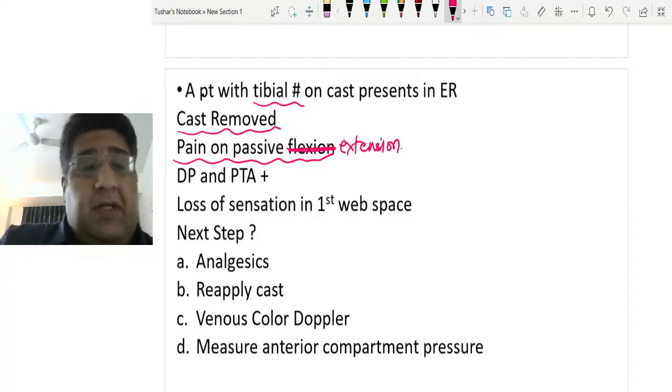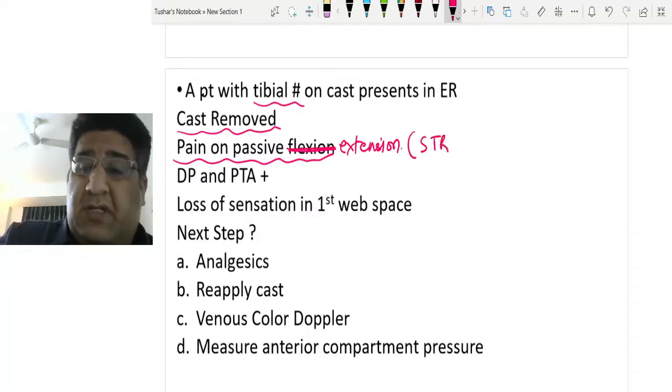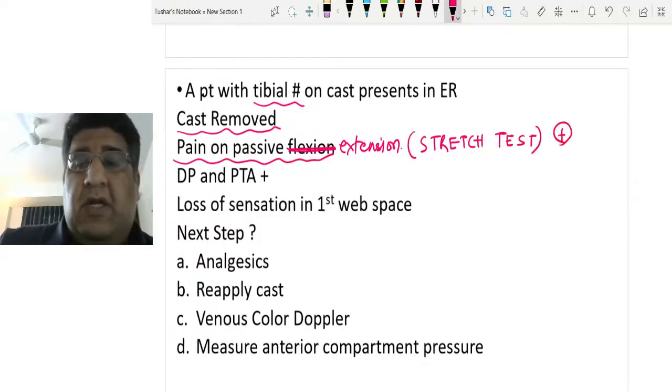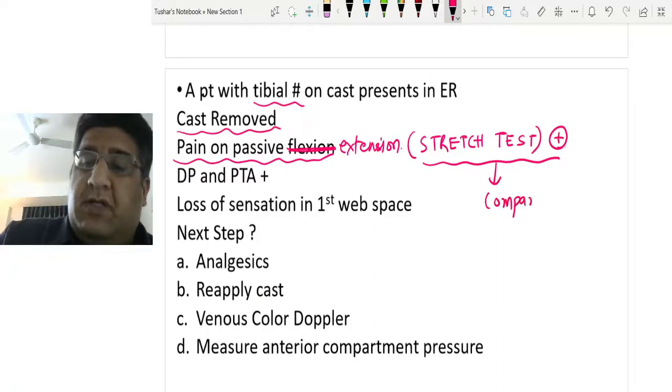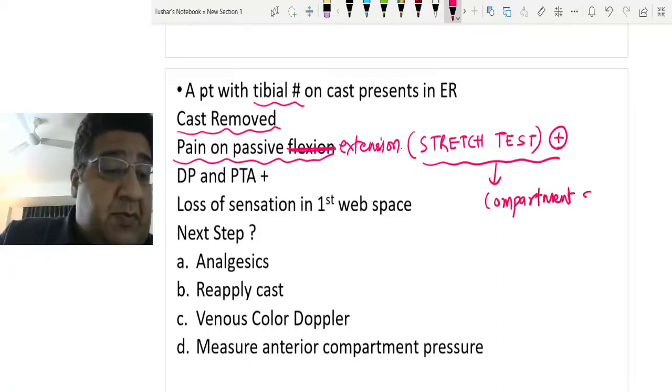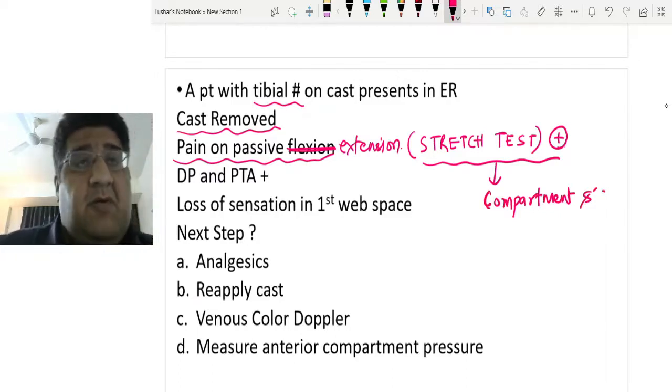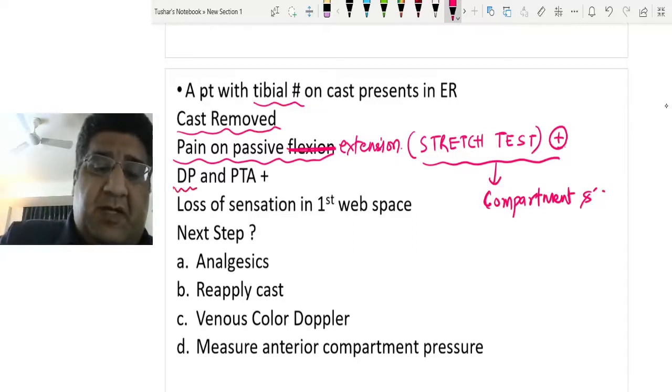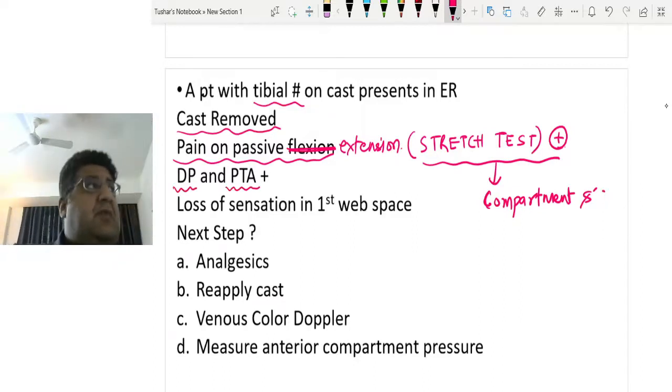Now, what do you think? This is what is called as stretch test, yes or no? Yes. Now, when we talk about this stretch test, don't you think it is the most important physical sign for this condition called compartment syndrome? Dorsalis pedis and posterior tibial artery present.